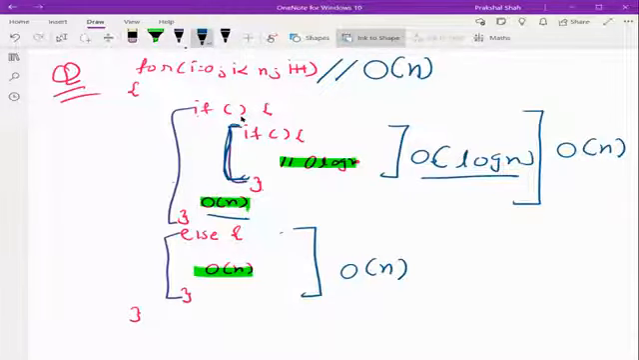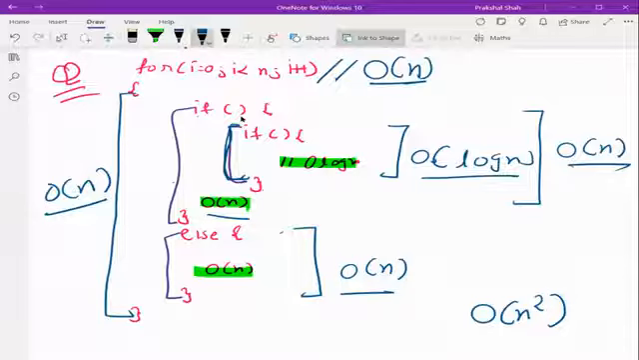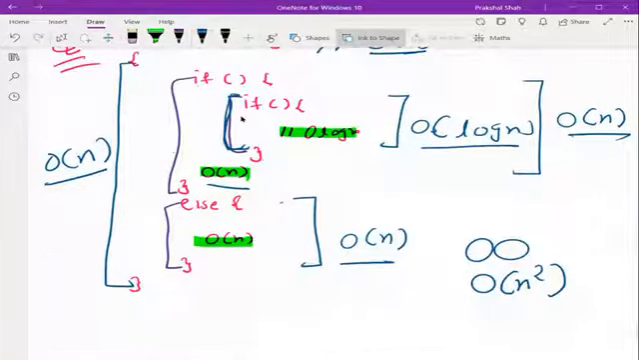So here, order of n, order of n. By default, the whole would be order of n, right? And this order of n would be multiplied with this. So it will be order of n square. Why? Because it will be order of n into order of n. It will be order of n square.